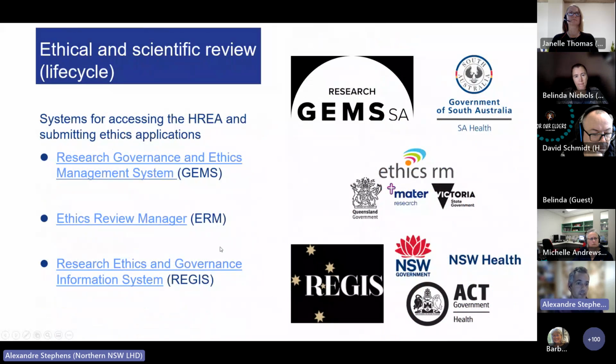In terms of the systems available, well, there are multiple, as I mentioned. So if you happen to be submitting an application for consideration in South Australia, you'll be using something called Research GEMS, which stands for Research Governance and Ethics Management System. If you happen to be in Queensland or Victoria, you'll use Ethics Review Manager, which is an Informatica product. If you're in ACT or New South Wales, you'll be using Research Ethics and Governance Information System.